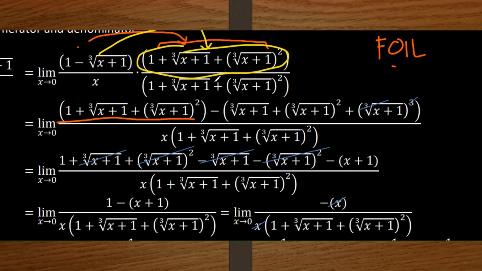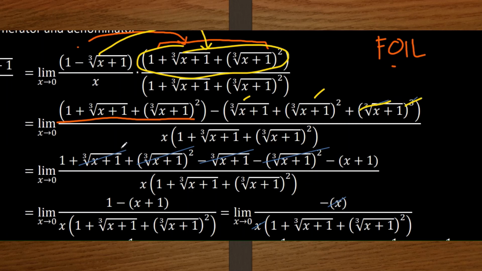start from the first term. Cube root of x plus 1 times 1 is itself, cube root of x plus 1. Now cube root of x plus 1 times cube root of x plus 1 is the square of cube root of x plus 1. If we're going to get the product of the cube root of x plus 1 and the square of the cube root of x plus 1, it will become the cube of the cube root of x plus 1. That is the reason why we can immediately remove the cube root and the power of 3.